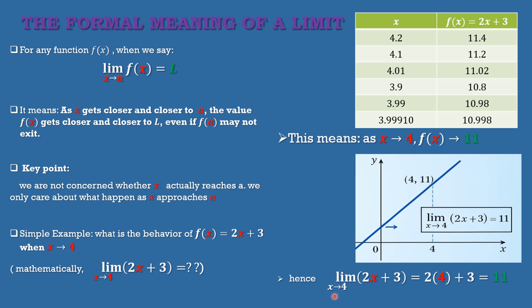So for the limit as x approaches 4 of 2x plus 3, what I need to do to find the behavior of this function is to substitute x equal to 4 as an input to the function, and the result is 11, which indicates the same behavior as x getting closer and closer to 4 for the function f of x. So when x gets closer to 4, the function also gets closer to 11. So look at the calculation that we have here.